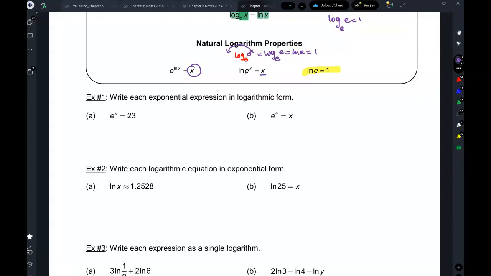All right? Okay, so let's write each expression in logarithmic form. What is the exponent here? Nope, x. x is the exponent, and that's always going to be the answer of the logarithm. And so this is going to be just ln of 23. Okay, so here, the exponent is 4. That's the answer to the logarithm. And here it would have been log base e of x. Now it's just ln of x equal to 4.